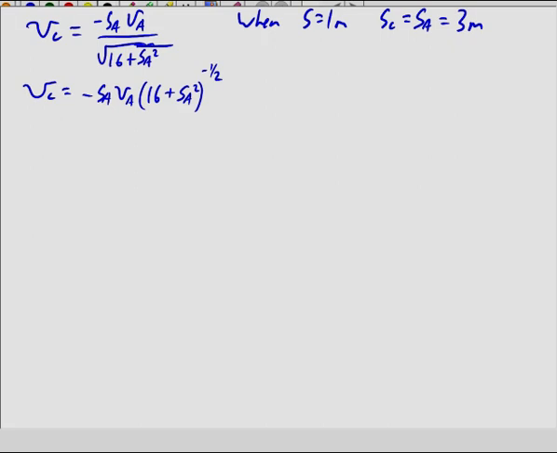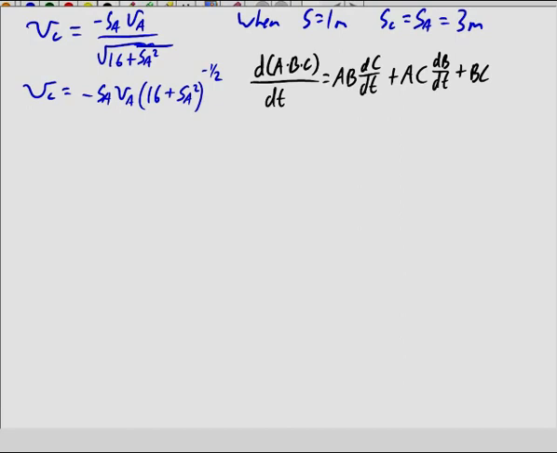The result of that video is that the product rule, if we're taking the derivative of three functions, a, b, and c, multiplied together with respect to time, is going to be equal to the first two times the derivative of the third, plus a times c times the derivative of the second, plus b times c times the derivative of the first. That's right. There we go.